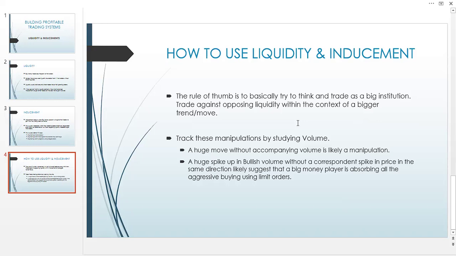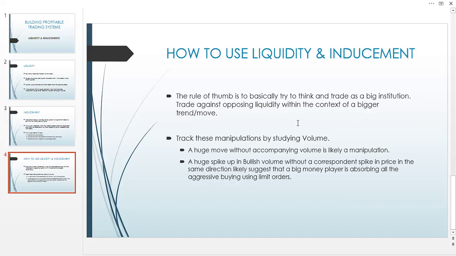So the first thing you want to do is to try to trade against opposing liquidity within the context of a bigger trend or move. So you have a higher time frame, say the daily. I like to use the daily personally, and then you go to lower time frames to see when there is a trend that is contrary to the trend of the higher time frame, and then you want to go opposite to that trend, right? So that's one way you could do this.